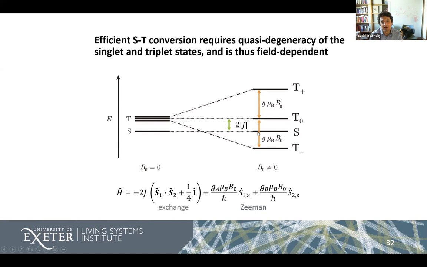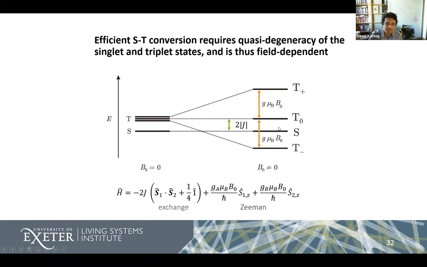And then in addition, we can apply magnetic fields. And if you apply the magnetic fields, then the states that have a magnetic moment will respond to the applied magnetic field. In particular, the T plus state will go up in energy, the T minus state will go down in energy, and the T zero state will stay at the same energy as the singlet state, because the projection of the spin on this preferred axis, as we've seen before, is plus one, minus one, and zero for these states.